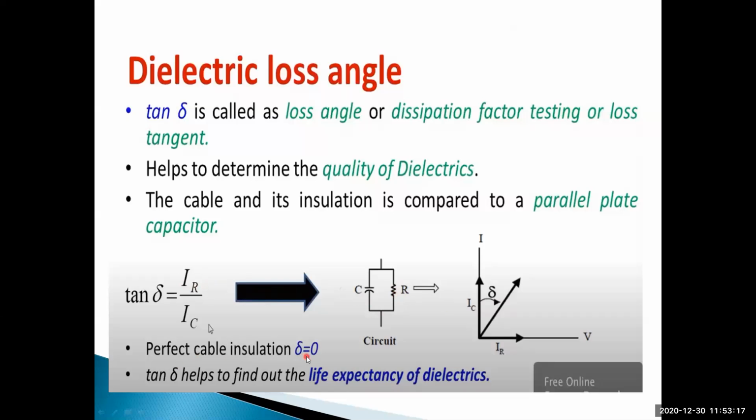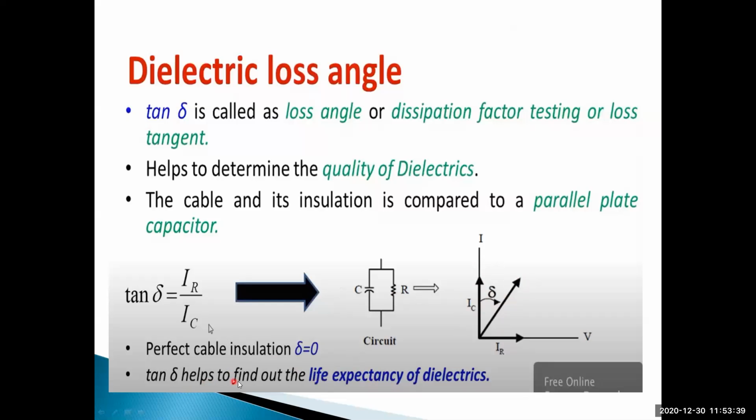For perfect cable insulation, delta is equal to 0. There is an angle between the resultant of IR and IC and IC, and this delta is very, very small. Delta is equal to 0 for perfect cable insulation.